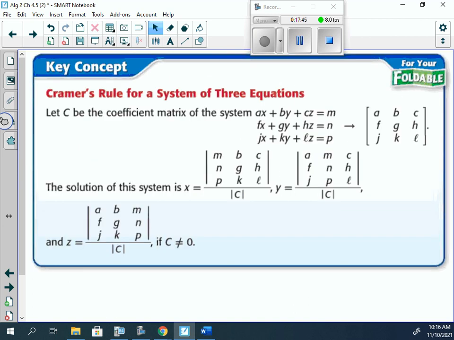We can also do this with 3 variable systems of equations. For 3 variable systems of equations, we're doing the exact same thing. When we're solving for x, we're taking the 3 x values and replacing them with what it's equal to. The same for y and the same for z. And it's all over the determinant of the matrix of the coefficients of the system of equations.